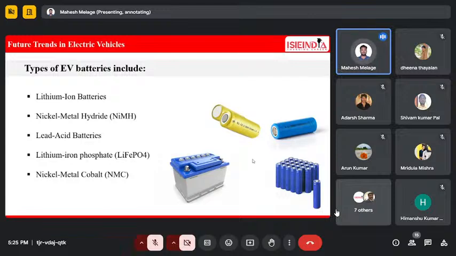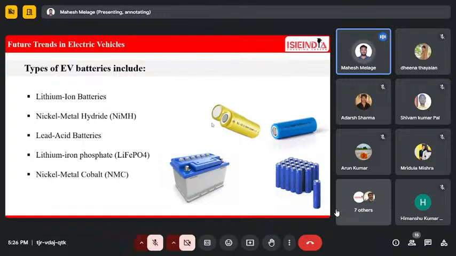These are the types of batteries used in electrical vehicles. First one is the lithium iron battery. Second is nickel metal hydride. Next is the lead acid battery. Next is lithium iron phosphate. And last one is nickel manganese cobalt, NMC. There are many types of electrical vehicle batteries, but these 5 types are the most common batteries used in electrical vehicles.